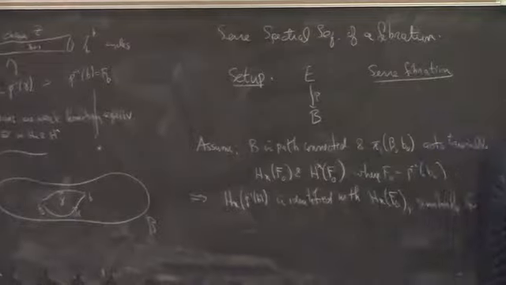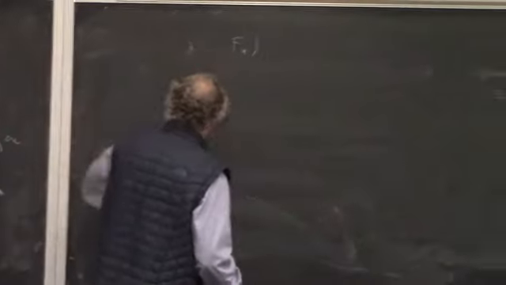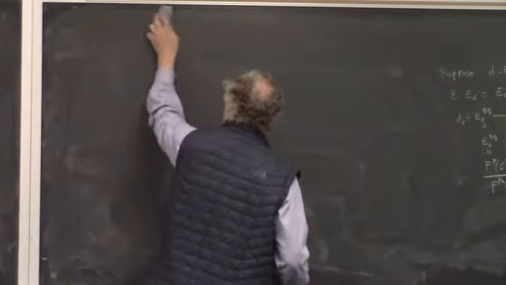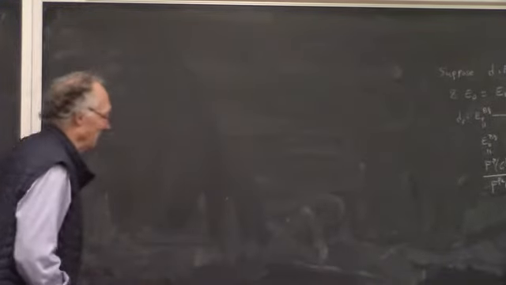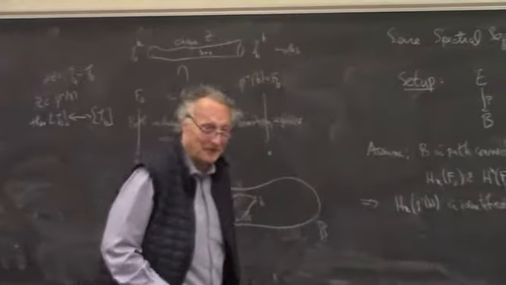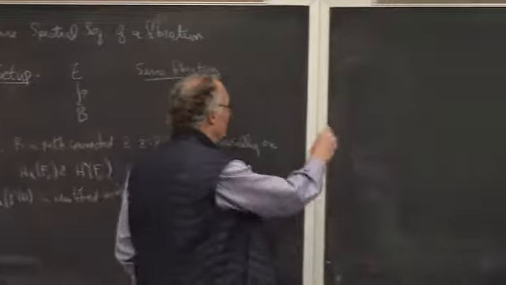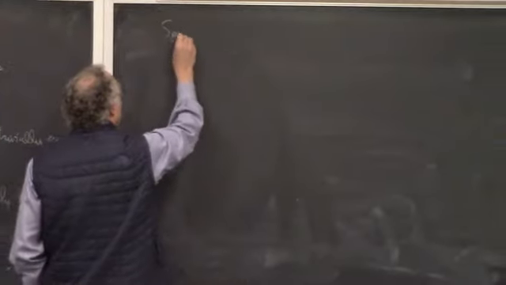Now I want to define the spectral sequence. I'll work in homology here by filtering the chains. Okay, so the spectral sequence comes from filtering the chain complex.